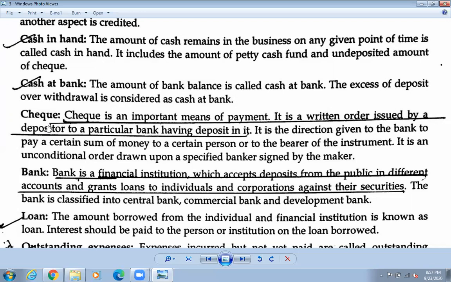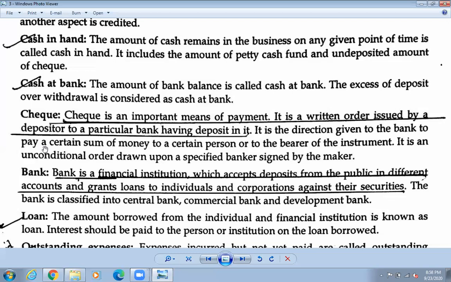When you write down the amount, you have to write the same amount in words also. Suppose you want 1,000 rupees, then you will write down 1,000, and then you also need to write it in words, 1,000 only. And you need to write down the name of the person to whom you are going to give that check.